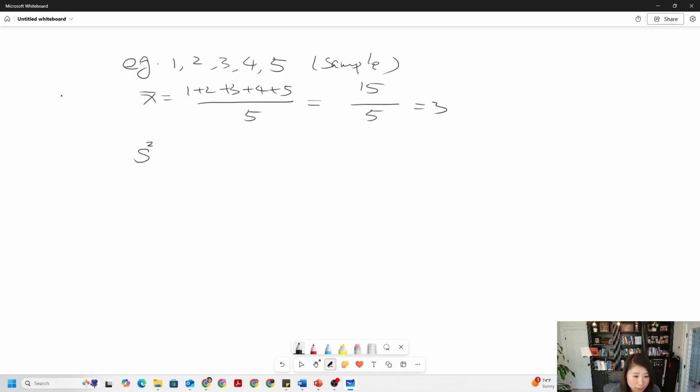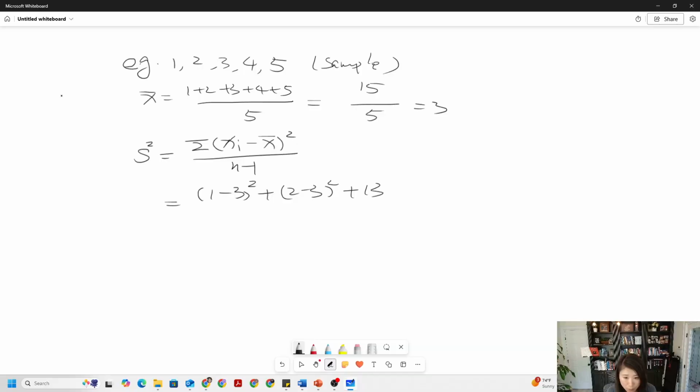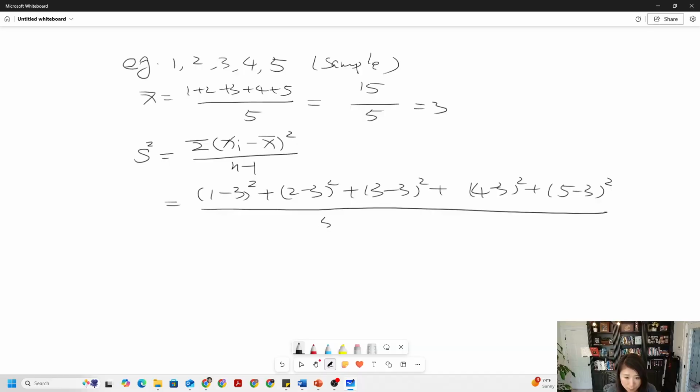Now I need to calculate the variance. The variance here equals the summation of xi minus x bar squared, divided by n minus 1, since it's the sample variance. Now I'm going to expand the top. This summation means you take the observation minus the sample mean and then square it, then move on to the next observation minus the mean, square it, and add all those squared differences together. So the first observation is 1 minus 3 squared, plus 2 minus 3 squared, plus 3 minus 3 squared, plus 4 minus 3 squared, plus 5 minus 3 squared, and then divide by 5 minus 1.